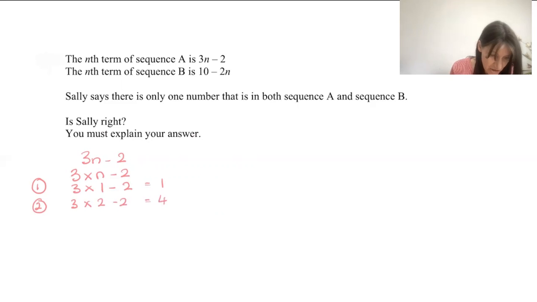And I'm going to just keep going and find just a couple more. I want to get a really good sense of this sequence. So 3 times 3, take 2, is 7.